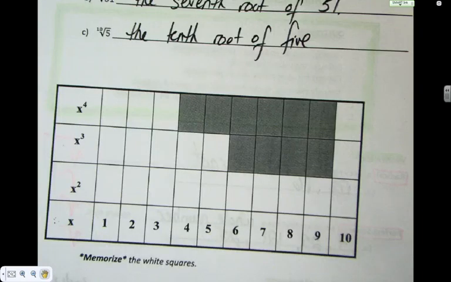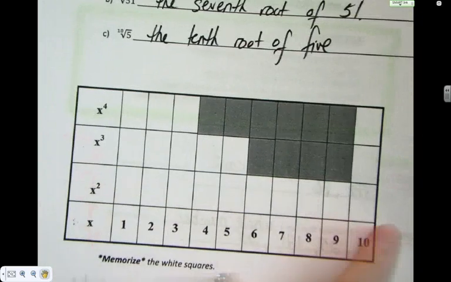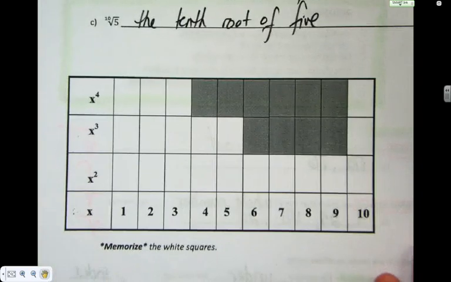The white squares you need to memorize. Whatever's in gray, you'd be able to use a calculator for. I'm going to do the white squares in red. And all we're going to do is calculate squares and cubes and to the 4th. So we'll start with the squares. These you've known since grade 7, so nothing new going on here.